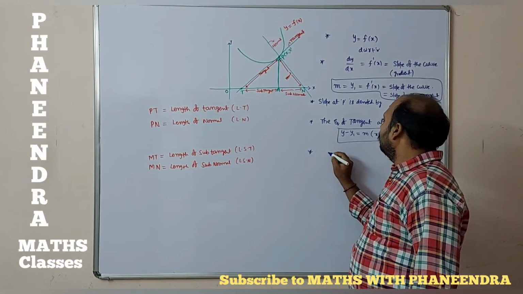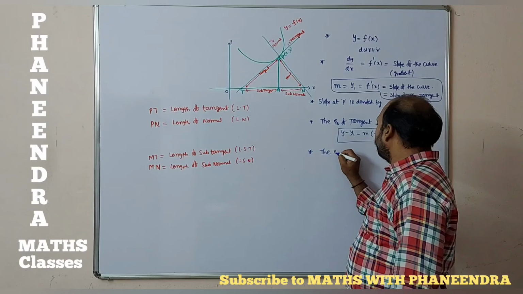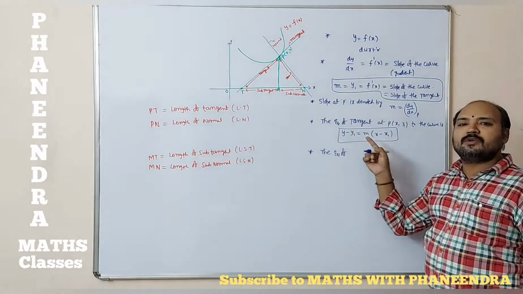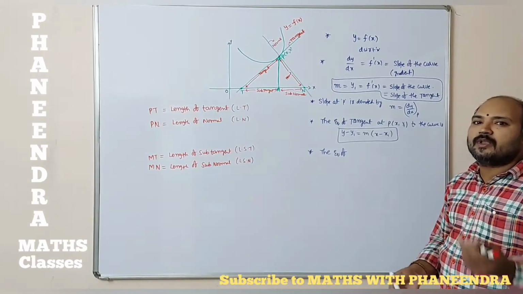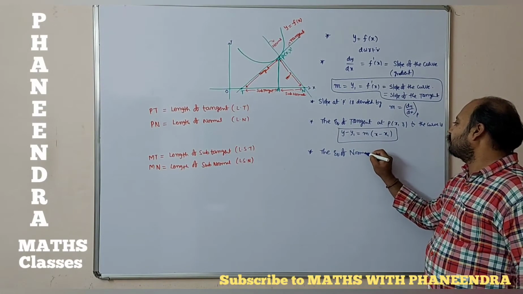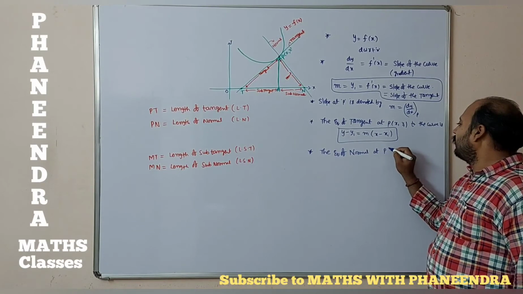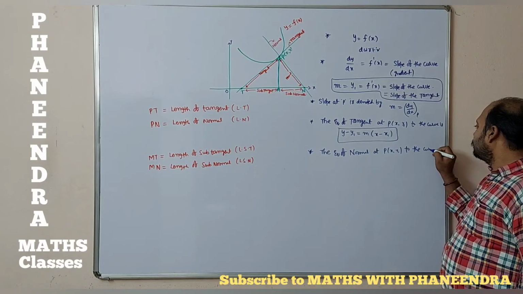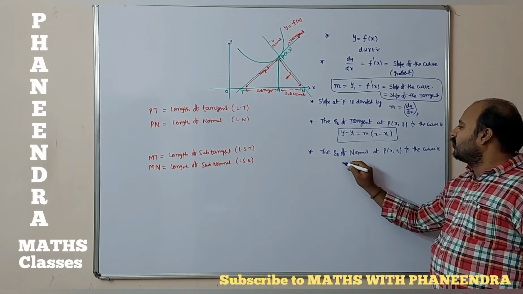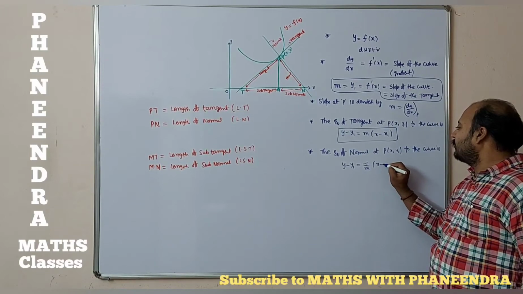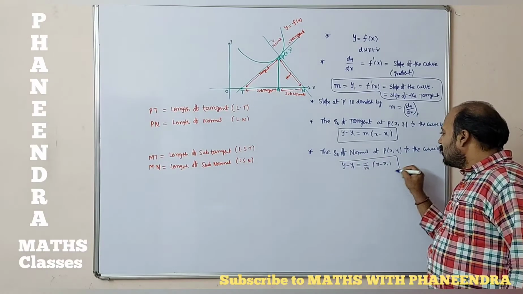Similarly, the equation of normal means perpendicular to the tangent. Tangent slope is m, perpendicular to tangent slope is what? Minus 1 by m. So equation of normal at P of x1 y1 to the curve is y minus y1 equal to minus 1 by m into x minus x1.